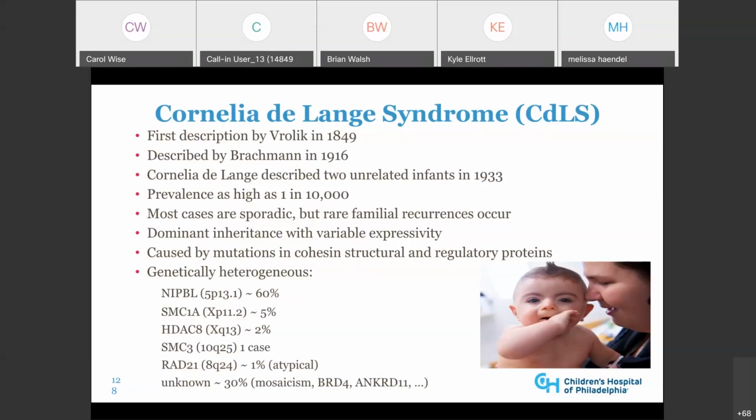The mutations are in cohesin structural and regulatory proteins, and for this diagnosis it's pretty genetically heterogeneous. There are 5 main genes that cause typical or classic CDLS, but about 30% of patients with a CDLS diagnosis don't have a known underlying genetic etiology, and we think there are many reasons that can contribute to that. Some may be mosaic, which has been reported more recently in the literature over the last few years. And also, with exome sequencing, there's been new gene discovery of these CDLS-like genes, such as BRD4, ANKRD11, and a few others, which we think make up a portion of this 30%.